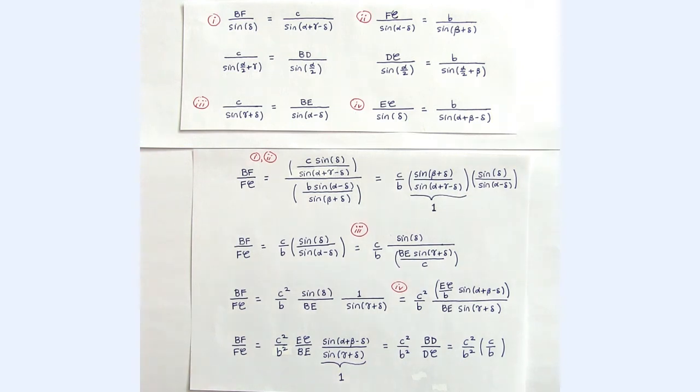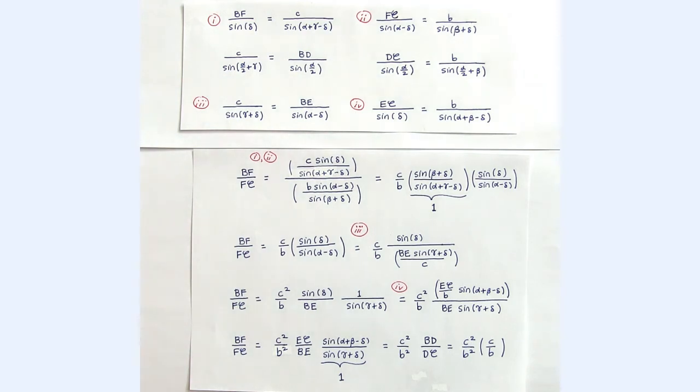And so now I have that BF over FC is this expression here, which simplifies to, I have c squared in the numerator, I have a b and another b here in the denominator, so I have c squared over b squared right here. Then I have EC in the numerator and BE in the denominator right here. And what's left? I have the sine of alpha plus beta minus delta here in the numerator, and the sine of gamma plus delta in the denominator.